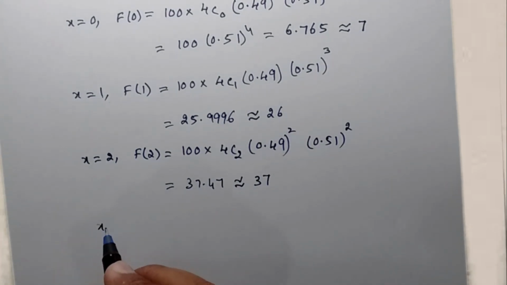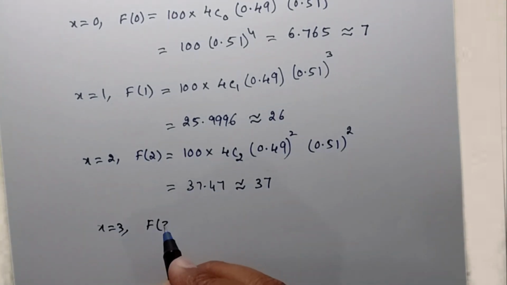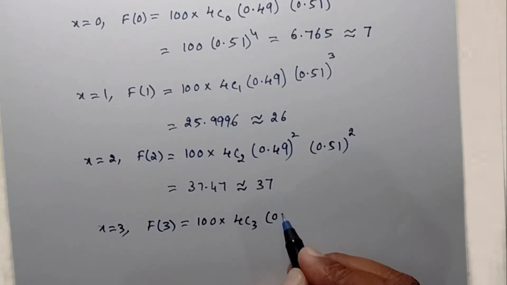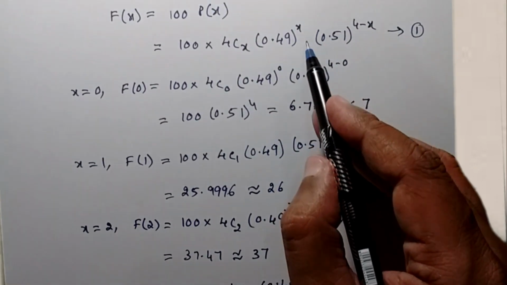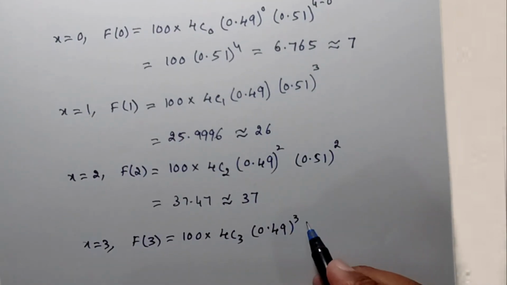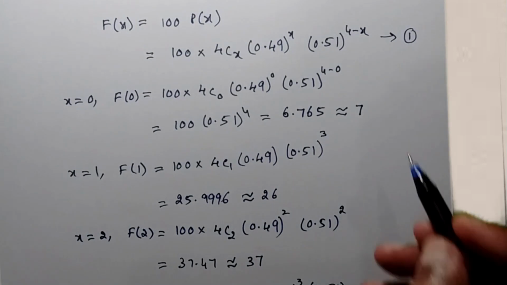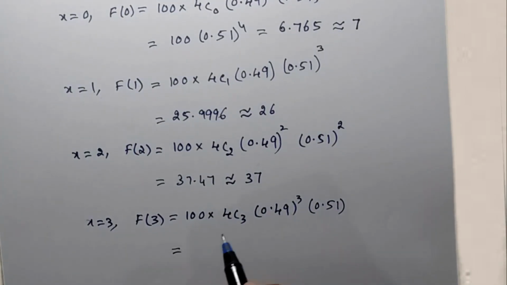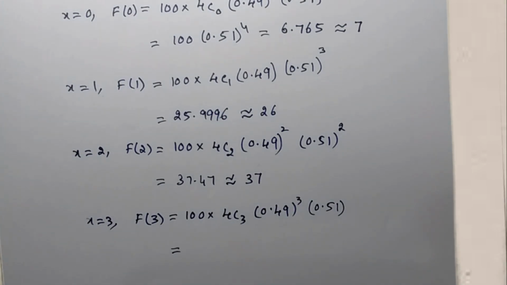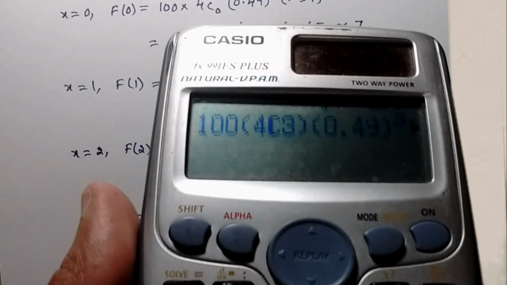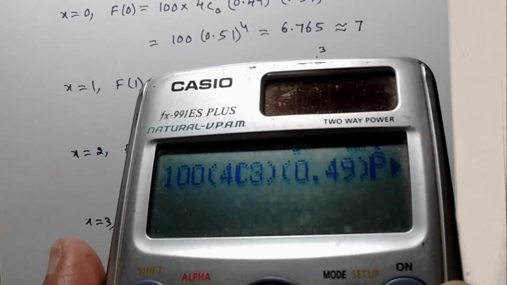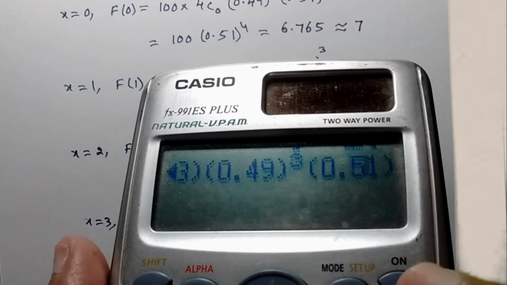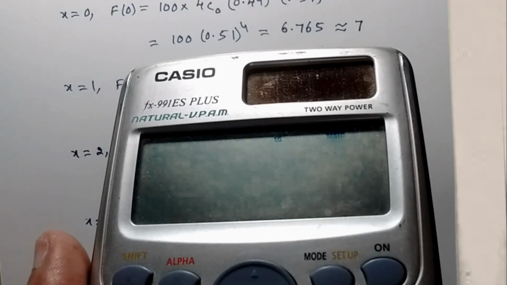Then go for X equals 3. So F of 3 will be equal to 100 times 4C3 into 0.49 to the power of X value over here, so X is 3, into 0.51 to the power of 4 minus X, where X is 3. 4 minus 3 will be 1. So that will be the value. Once again try to simplify this using the calculator. Again you can see I have just typed the values. You can just verify it. So 100 times 4C3 into 0.49 whole cube into 0.51. So you just check the solution.